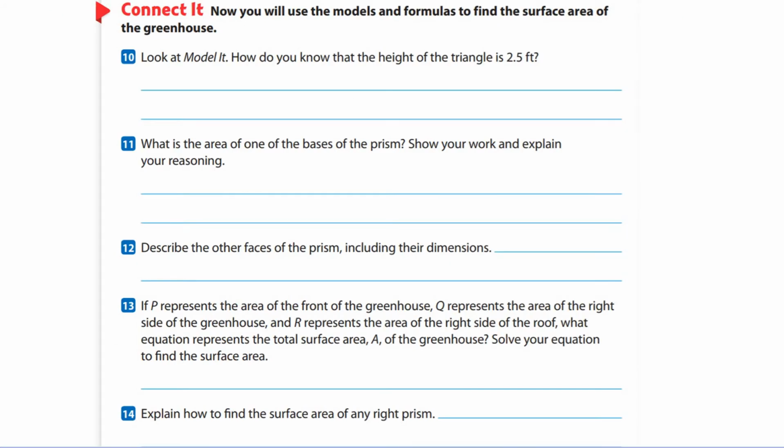Let's connect it all. Again, we're going to ask you to solve these 5 questions. Take your time, and when you're done solving them, unpause the video, and then you can check your work and your answers. Connected. Now you will use the models and formulas to find the surface area of the greenhouse. Question 10. Look at model it. How do you know the height of the triangle is 2.5 feet? Now if you go back in this video, you'll be able to see that again.